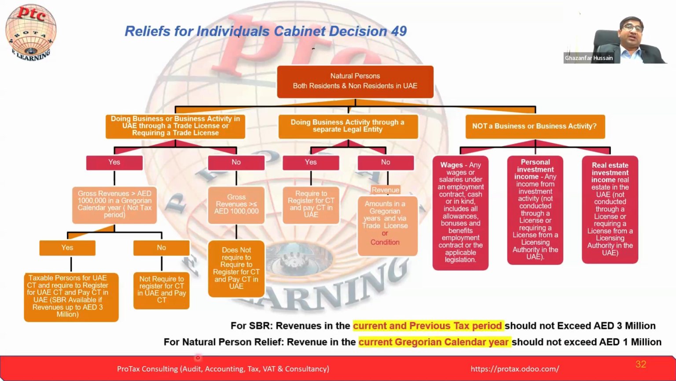Now the revenue in the current and the previous tax period should not exceed 3 million. Again, I'm summarizing this point. Hope you understand that the word used is the tax period, not the accounting period. The important point is the current and previous tax period. Maybe your first tax period is less than 3 million, and the second tax period again less than 3 million. In the third tax period, it exceeds 3 million, so then you have to go for the corporate tax return preparation and pay the city liability. Now the natural person relief: in the current Gregorian calendar year, it should not exceed 1 million.